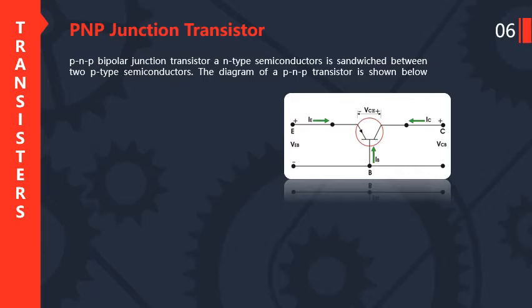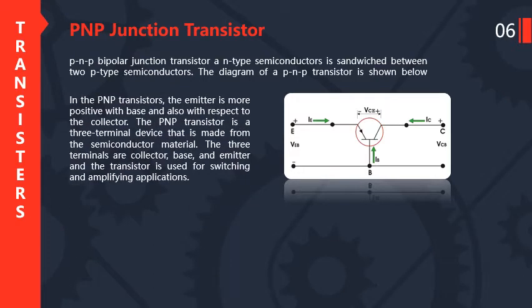In this diagram, there are three currents. IE is called the emitter current, IB is called the base current, and IC is called the collector current. And two voltages, VEB means voltage across emitter to base, and VCB means voltage across collector and base. In the PNP transistor, the emitter is more positive with respect to the base and also with respect to the collector.